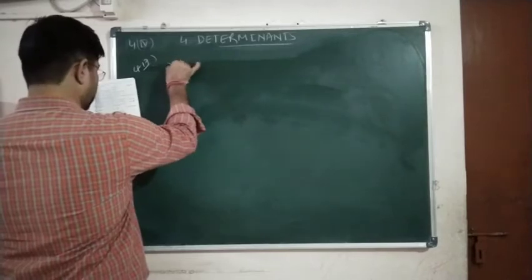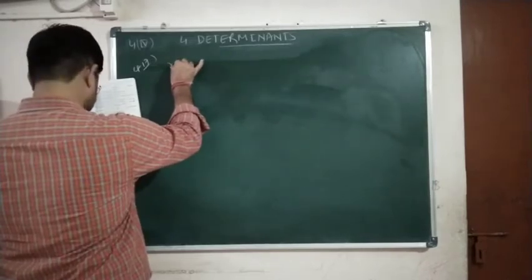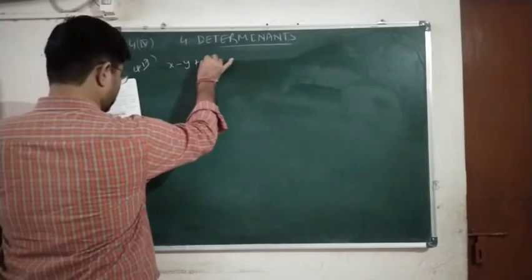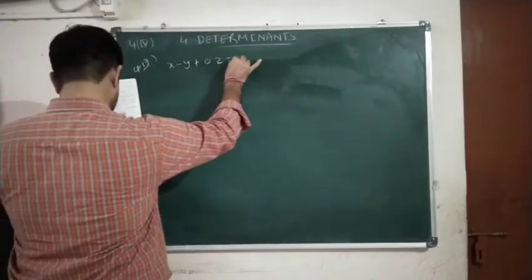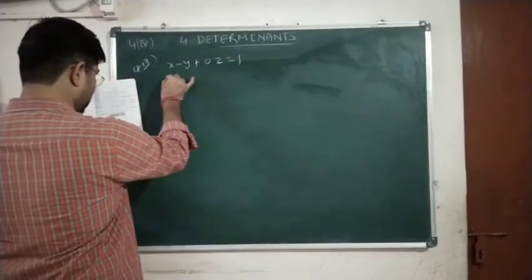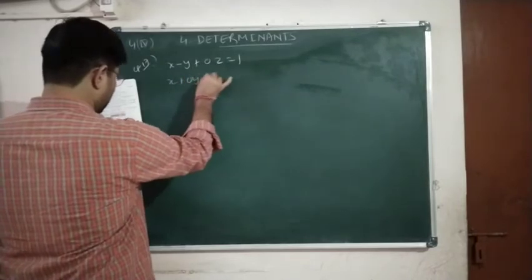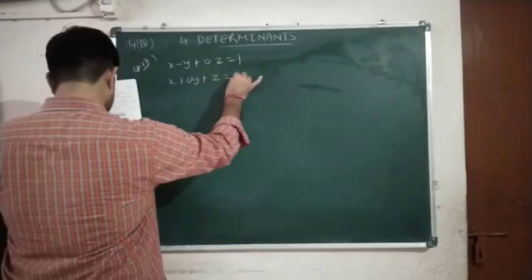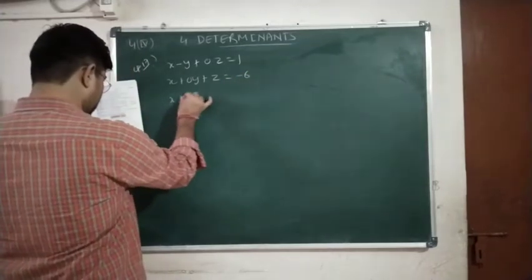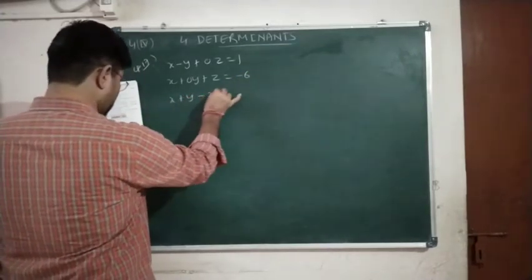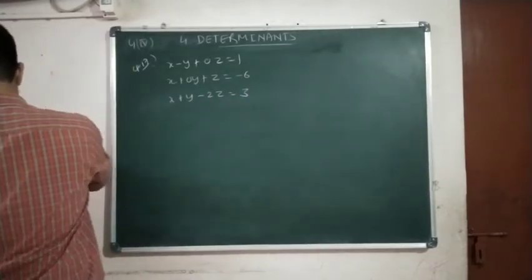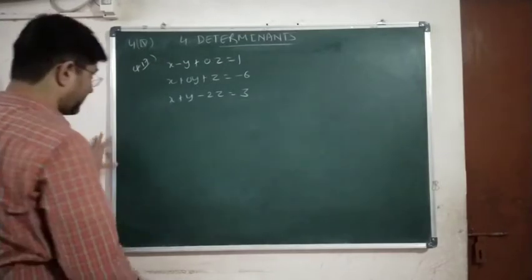We are given x minus y, and the z term is not there, so 0z is equal to 1. Then x plus 0y plus z is equal to minus 6, and the third one is x plus y minus 2z is equal to 3. We have to use Cramer's rule to solve this system of equations.